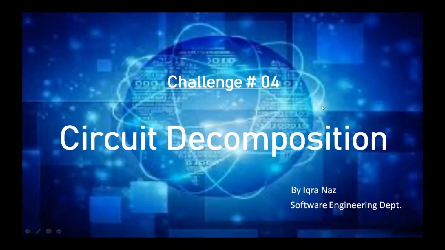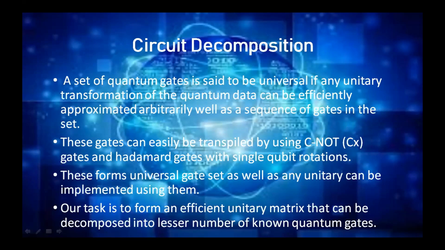First of all, what is circuit decomposition? Basically, in quantum circuits, we can say that a set of quantum gates is universal if we can unitarily transform quantum data from one set of gates to another set of gates. And you already know from exercise 1 about CX gates and Hadamard gates. These gates can easily be transpiled into other circuits, and these form a universal gate set, as unitaries can be implemented by using them.